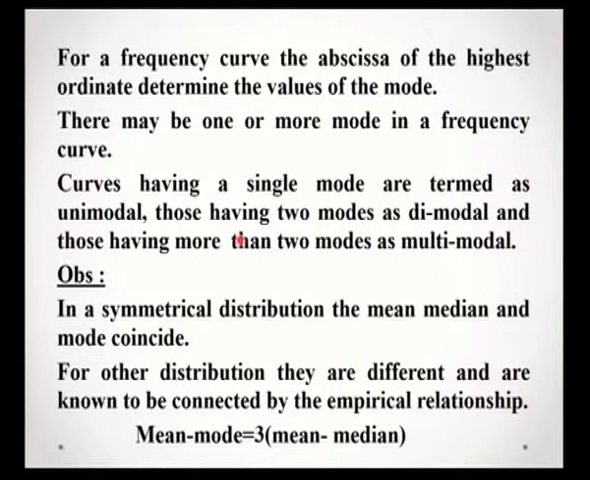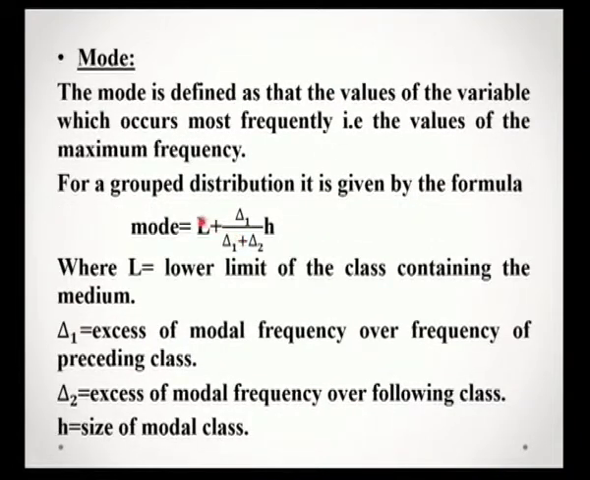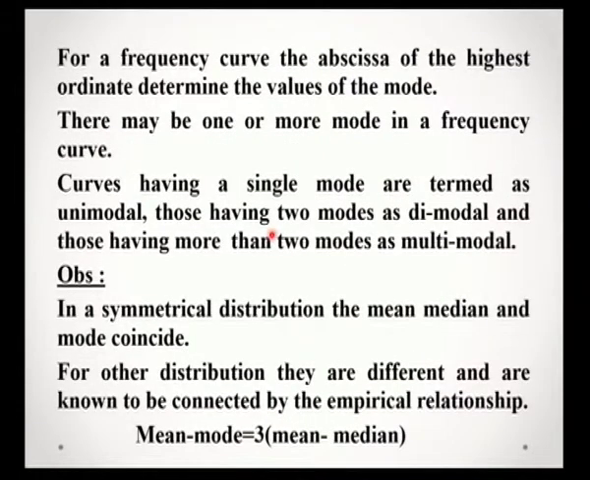For a frequency curve, next let us go to the mode in a frequency curve. Let us imagine a frequency curve. In that frequency curve, the abscissa of the highest ordinate determines the value of the mode. Here you learnt the general formula to calculate the mode in grouped data. If the data is given as a frequency curve, then the mode can be obtained from that curve by knowing the abscissa of the highest ordinate. This abscissa of the highest ordinate determines the value of the mode.